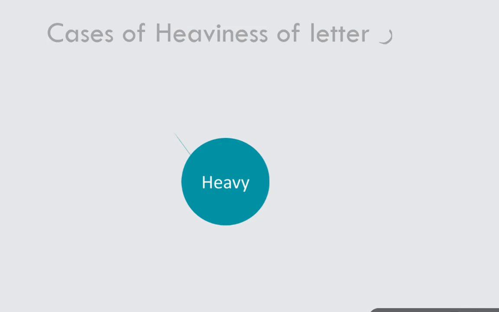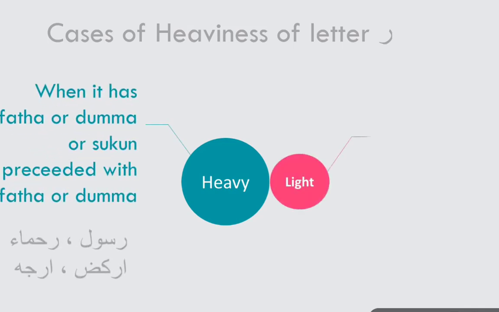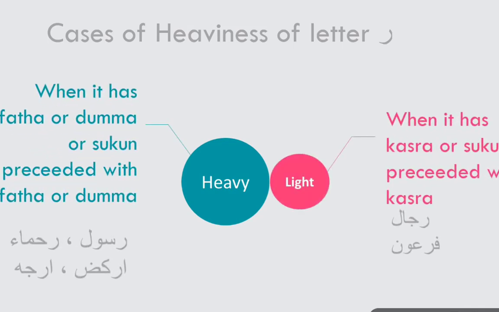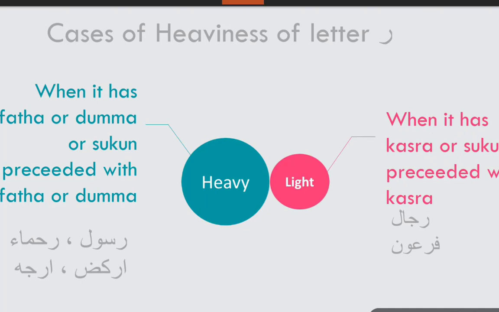So what are the cases in which the ra letter may be heavy and may be light? Number one, when it has fatha or dhamma on it. In this case, we have to make it heavy, as I just mentioned in the previous example. Or sometimes it may have sukoon and the preceding letter has fatha or dhamma. Like ra, in this case we have ra fatha, here we have ra dhamma, so rasul.